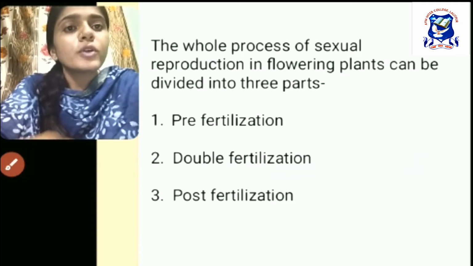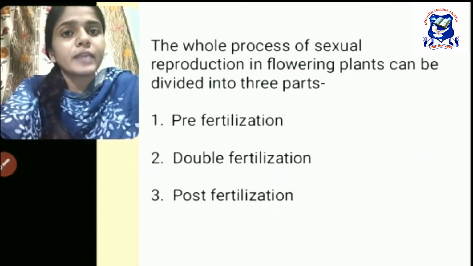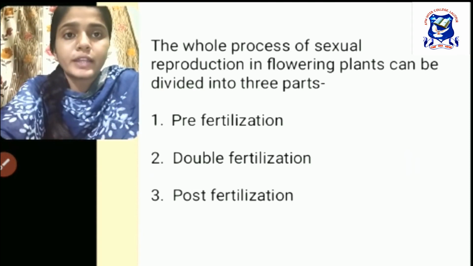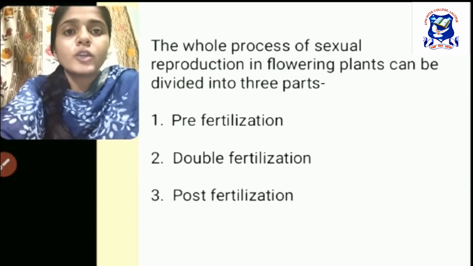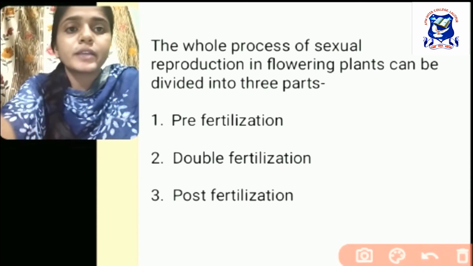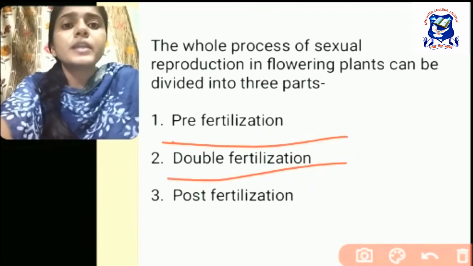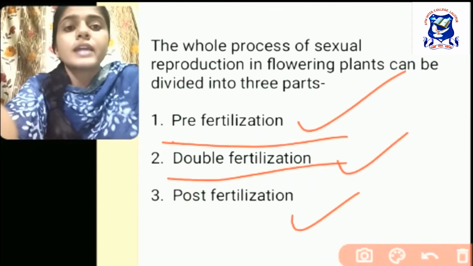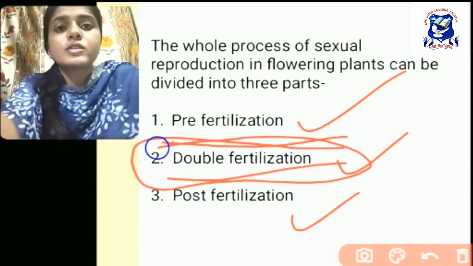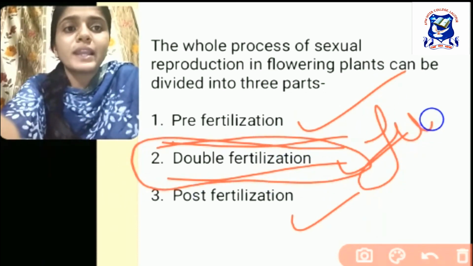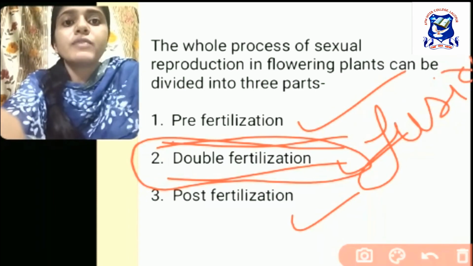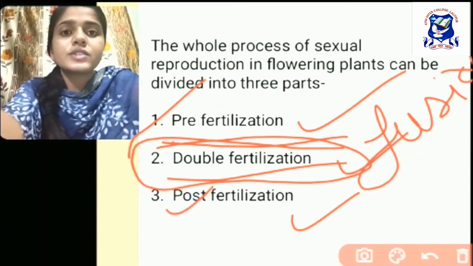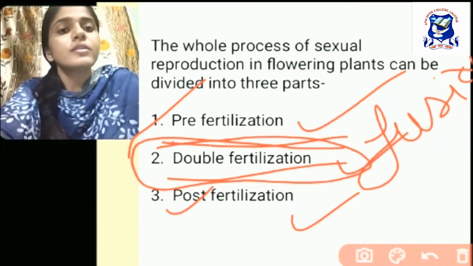Next, the whole process of sexual reproduction in flowering plants can be divided into three parts, because it is a complicated process. These are pre-fertilization, double fertilization and post-fertilization. Double fertilization is the process of fertilization, that is fusion of male and female gametes. Pre-fertilization covers the changes which occur before fertilization, and post-fertilization covers the changes which occur after fertilization.